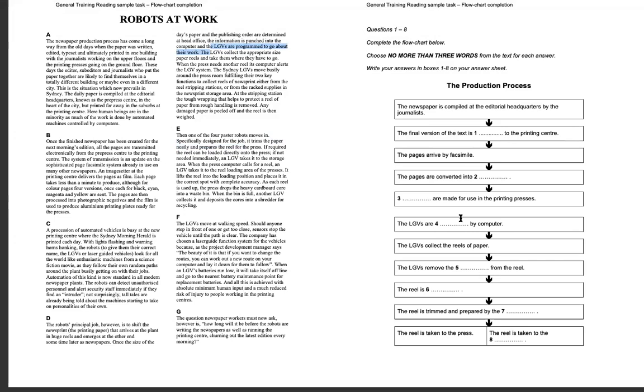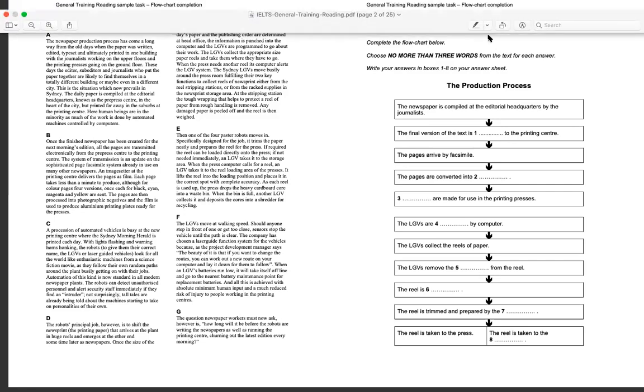Okay, so the answer for the first one is transmitted, or electronically transmitted. The second one is photographic negatives. The third one is printing plates, or aluminum printing plates. The fourth answer is programmed. The fifth answer is damaged paper or wrapping. It can be both, because it says the wrapping paper is removed or the damaged paper is peeled off. Then for the sixth one, the answer is weighed, which we just saw: the reel is weighed. And the seventh one, the reel is trimmed and prepared by the paster robot. And the last one, if not needed immediately, it is moved to the storage area.